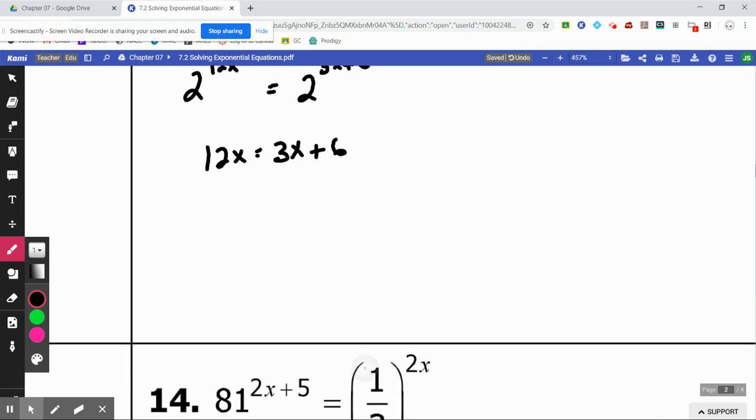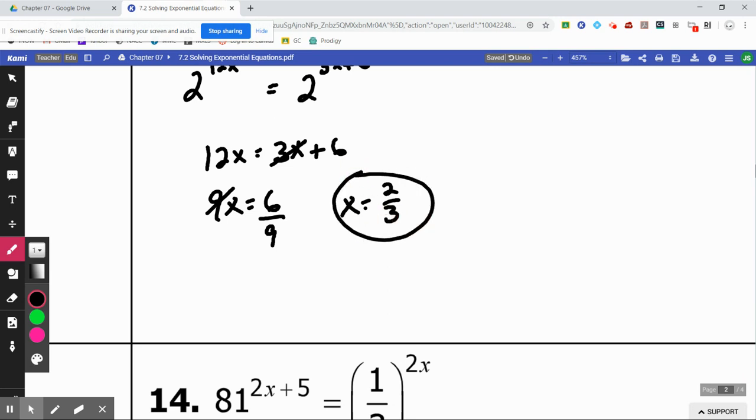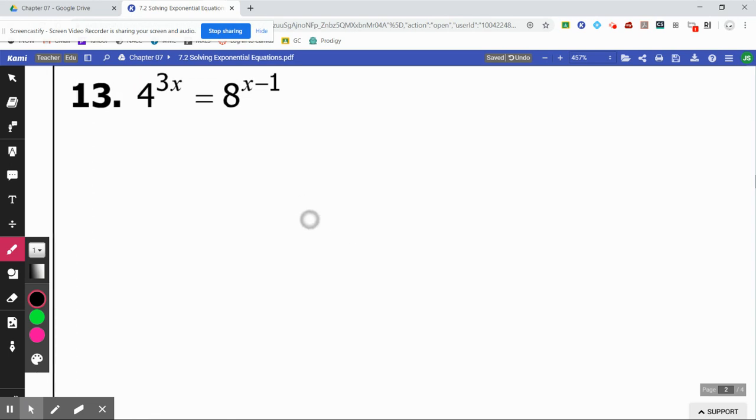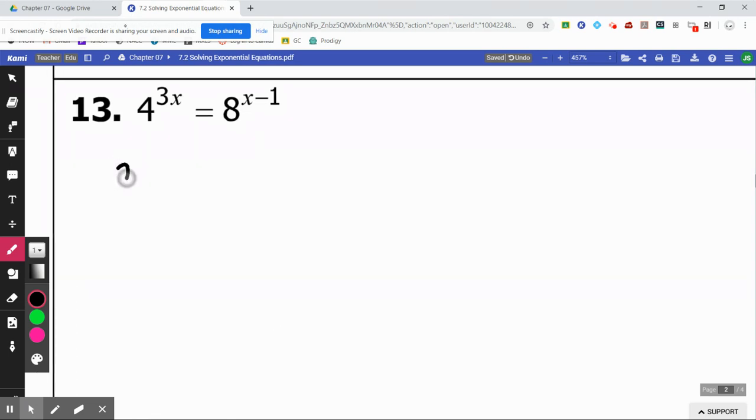Subtract 3x gives you 9x is equal to 6. Divide by 9 and you reduce it, that gives you x is equal to 2/3. Next one, number 13. 4 and 8 are both base 2 numbers, so 4 we can write as 2 to the second. 8 we can write as 2 to the third.